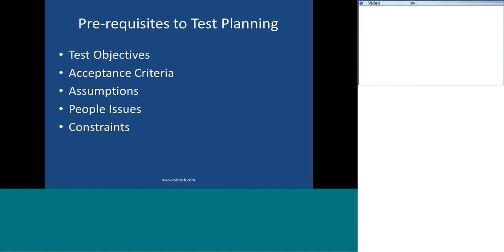And the fourth one is the people issues. Here, majorly, we get the details about the resources that are available and their skill set. We even get the details about their attitudes towards testing. All these details we should be aware of before going for the test planning.